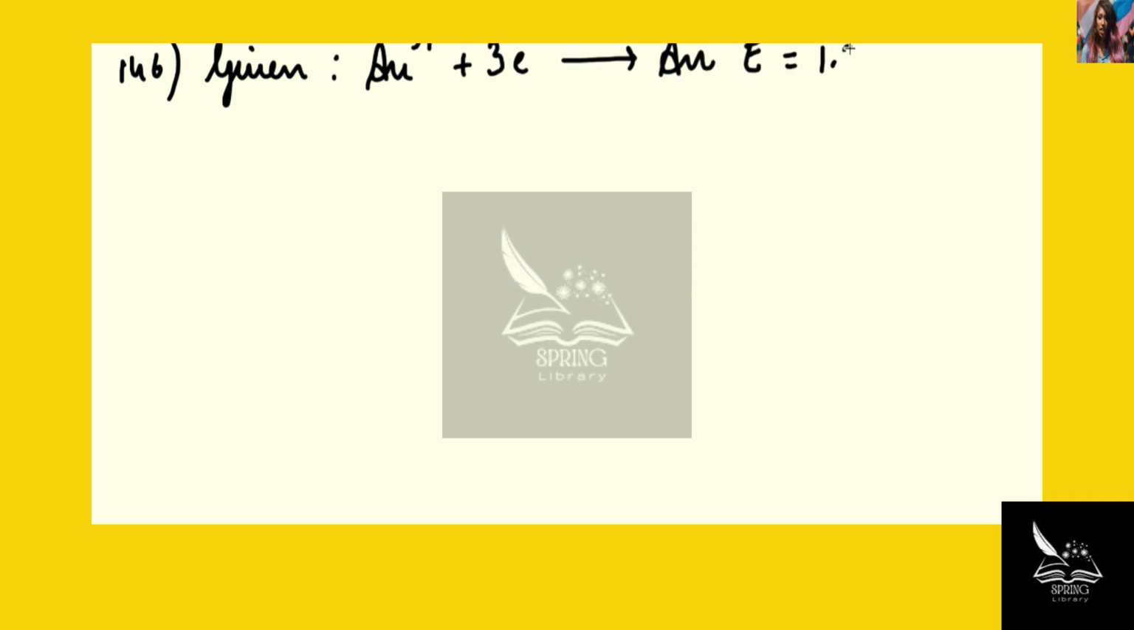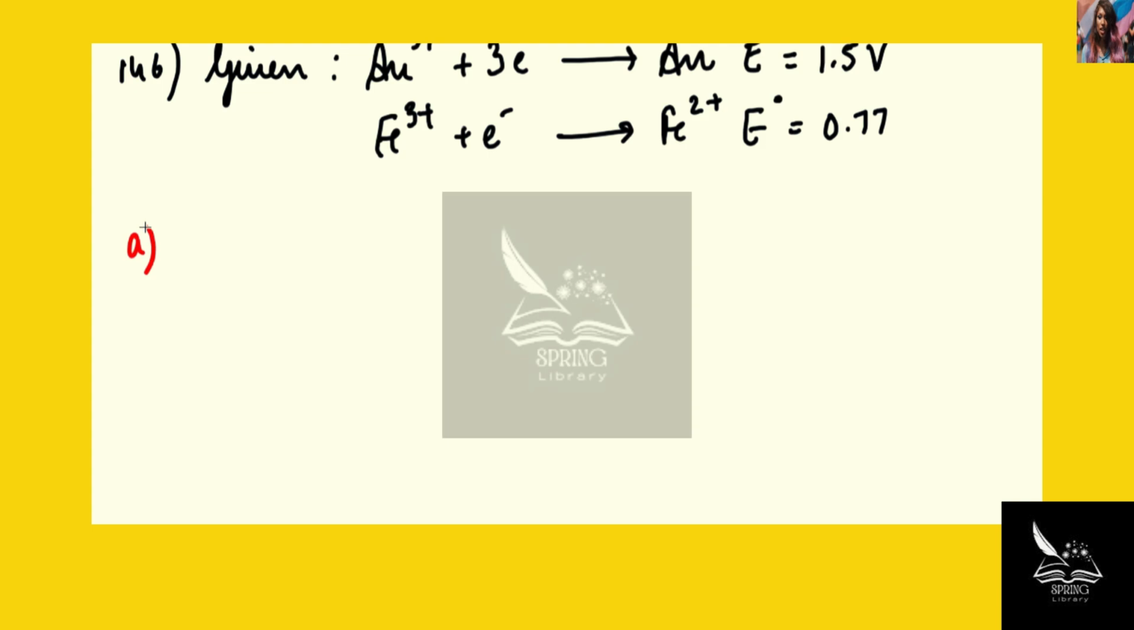Okay, so we are given these two half cell equations for a cell like this. E naught is equal to 1.5 volts, and then iron. Okay.